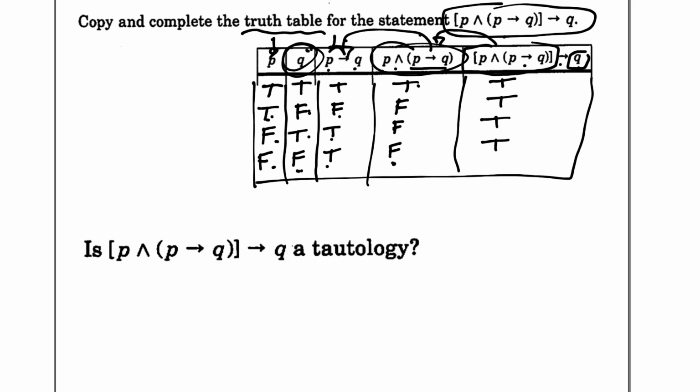If something is always true, it's called a tautology. So in this case, because the entire column became trues, the answer is yes. And it means this complicated thing is always true no matter what P and Q are.